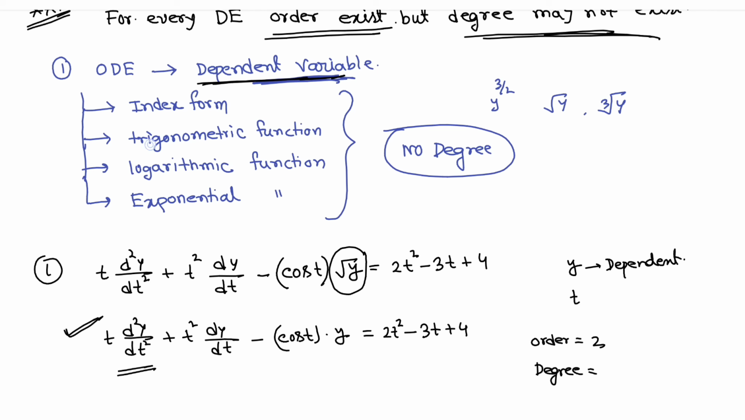If there is any trigonometric function with the dependent variable, then there is no degree. Here we have cos t, a trigonometric function, but it is with the independent variable, not the dependent variable. That's why this will not be no degree. It has a degree, the power of the highest order derivative, so the degree will be 1. Clear? If you write no degree just because you see a trigonometric function, that will be wrong. The trigonometric function must be with the dependent variable, then you can say no degree.